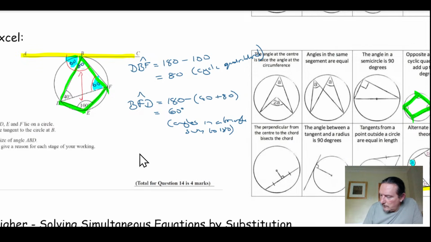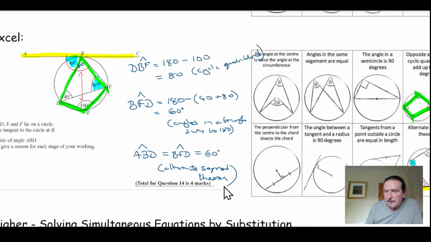So then angle ABD equals BFD, which is equal to 60, and that is because of the alternate segment theorem. Okay.